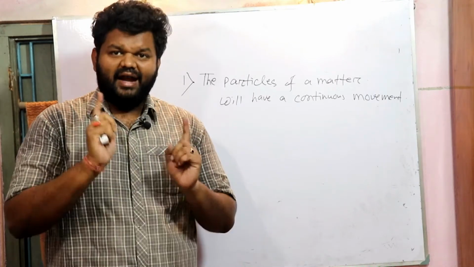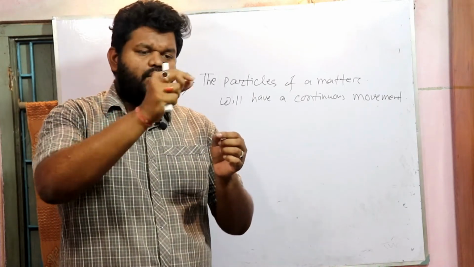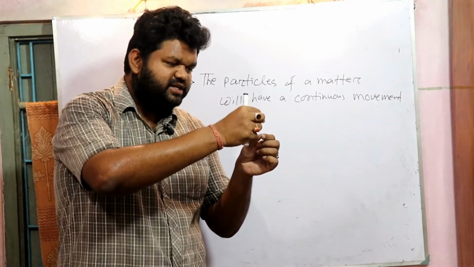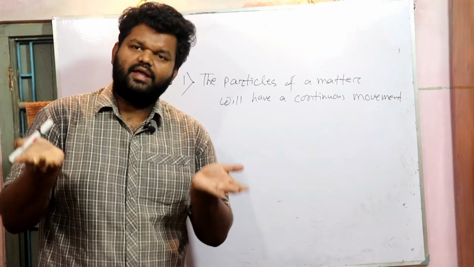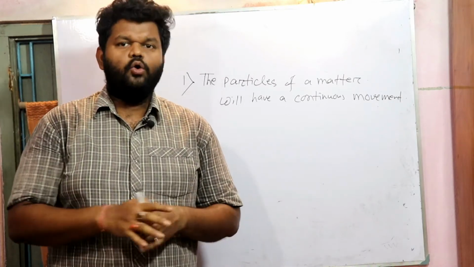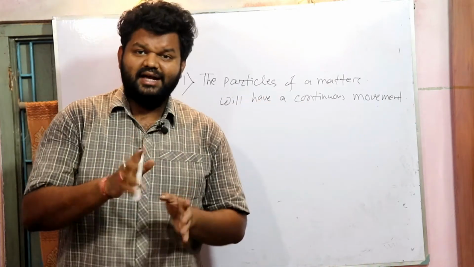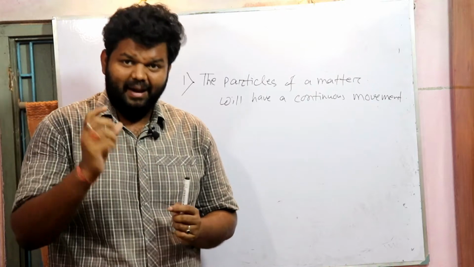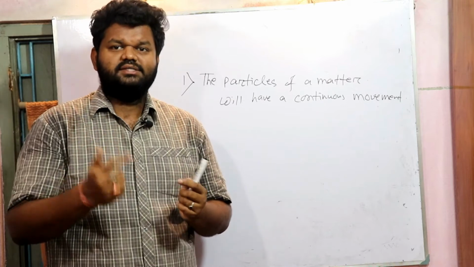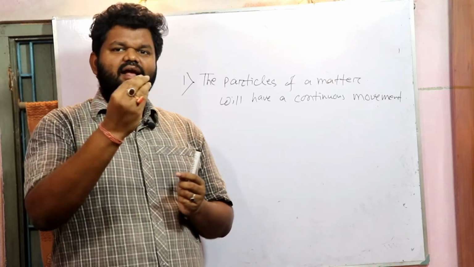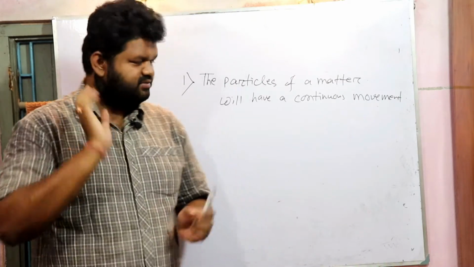Is it clear? That means if no movement was there, then where we added that ink, the ink will keep remaining on that part. Okay, no movement will be there. But as the particles have some continuous movement inside the matter, they are always continuously moving, and the ink, that means the color, is spread throughout the water. Okay, that is the first point.